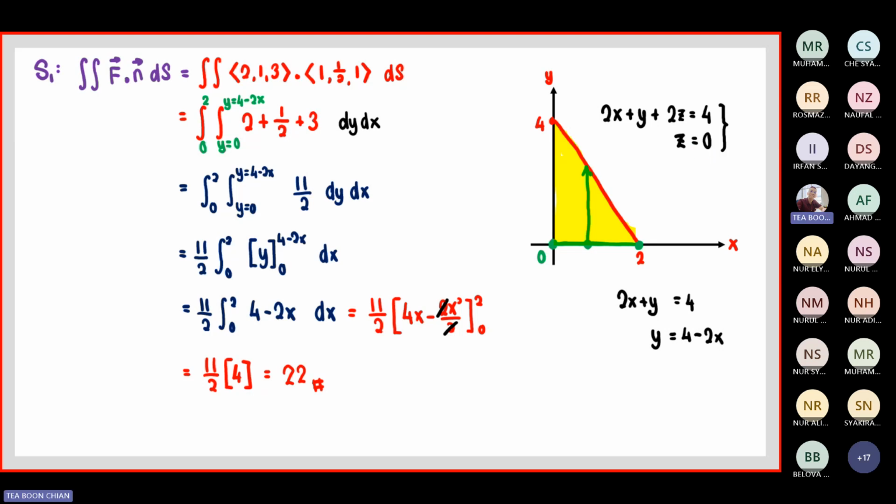Now, we are done with the upward flux, so it's time to look into the downward flux. Again, for the downward flux, the setting is identical. Like I said, how you set up the double integral in S1, you can use the exact same double integral for S2. Just make your life easier.